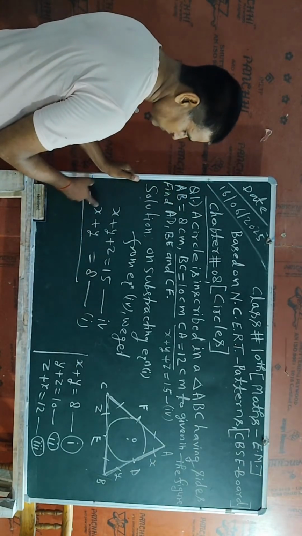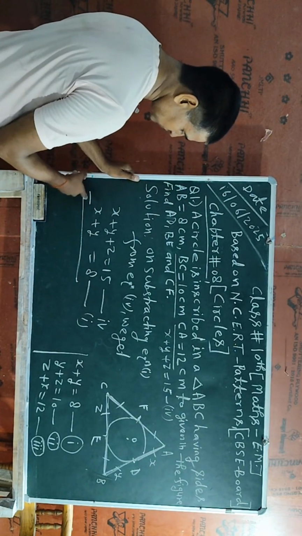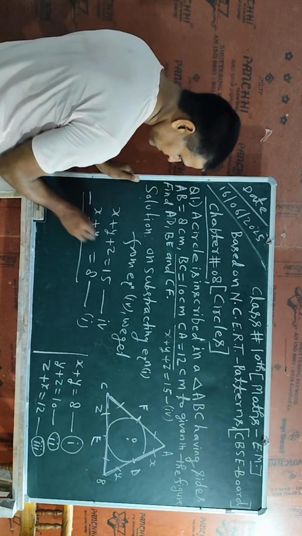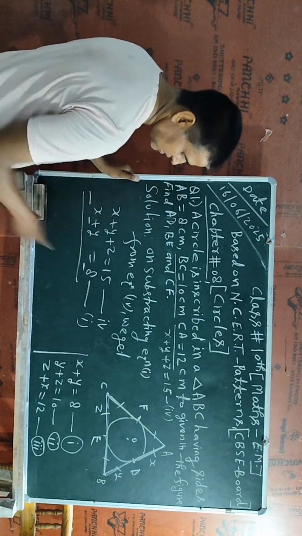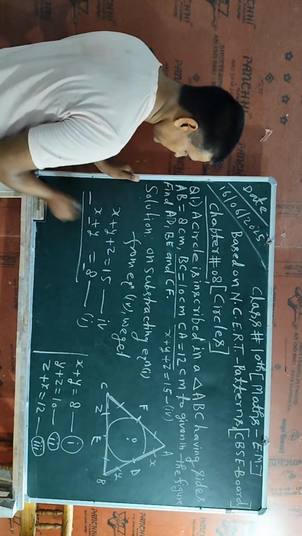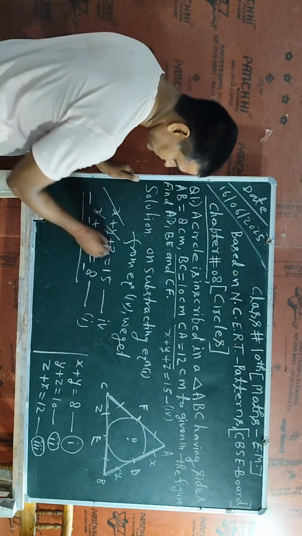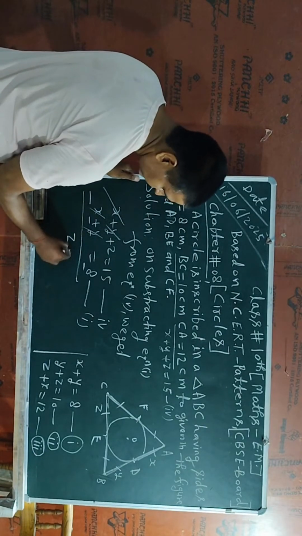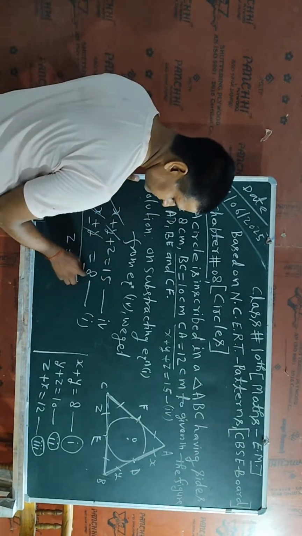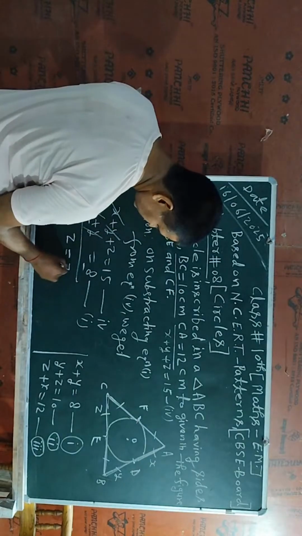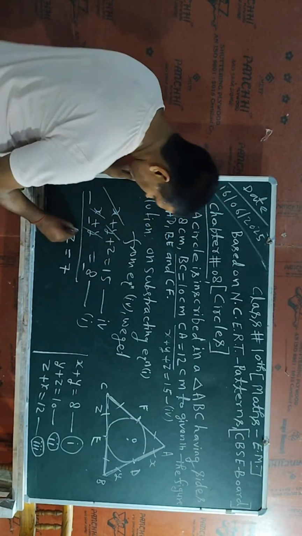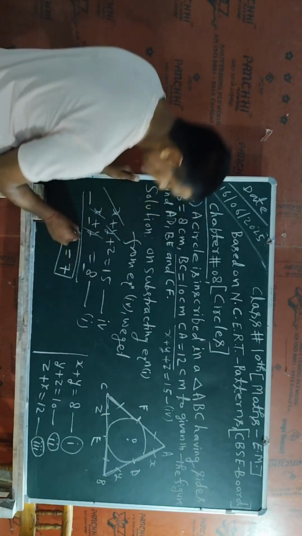So its sign will change, because this x has a plus sign, it will be minus, this y has a plus sign, it will be minus, and this 8 has a plus sign, it will be minus. Now plus and minus will cancel out, and here will be z. Now I subtract 15 minus 8, that will be 7. So the value of z I have got is 7.